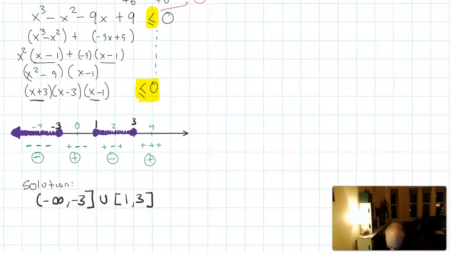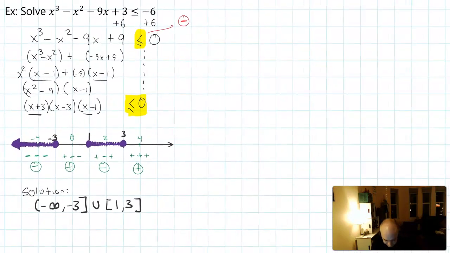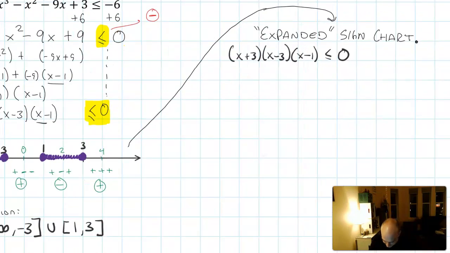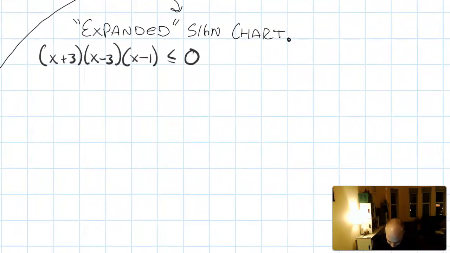So that would be the solution to the inequality x cubed minus x squared minus 9x plus 3 is less than or equal to negative 6 once we solve everything out. I also want to look at a strategy with this problem that I call an expanded sign chart. It's just a different way for this sign chart to look that might be useful if you have a lot of factors. And so that's what this would look like, and I'll do it over here.